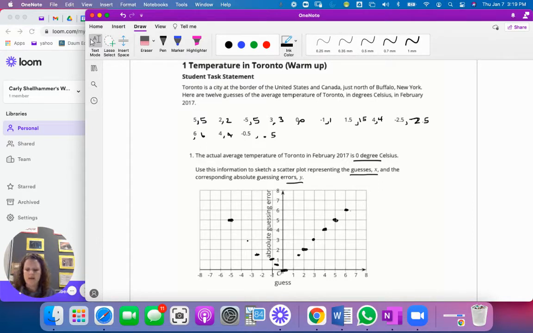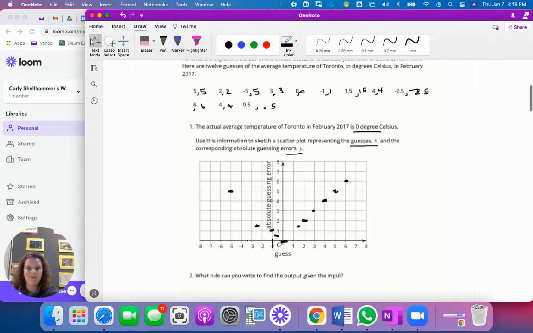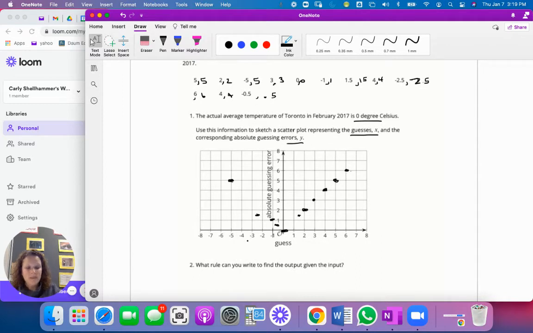What rule can you write to find the output given the input? So to find the output, absolute value of the input. Okay, the rule for this one is much simpler because the actual value is 0, so the output is just the absolute value of the input. No big cool thing there, right?